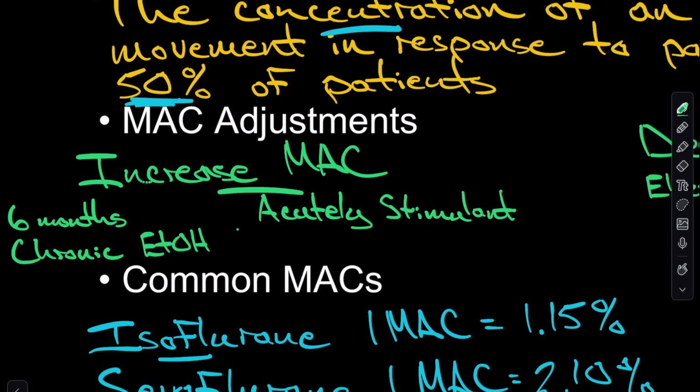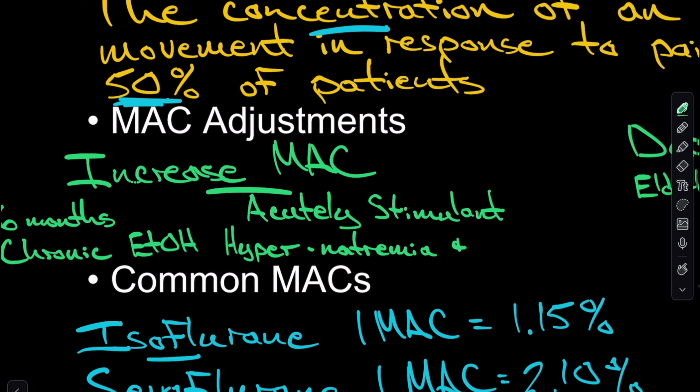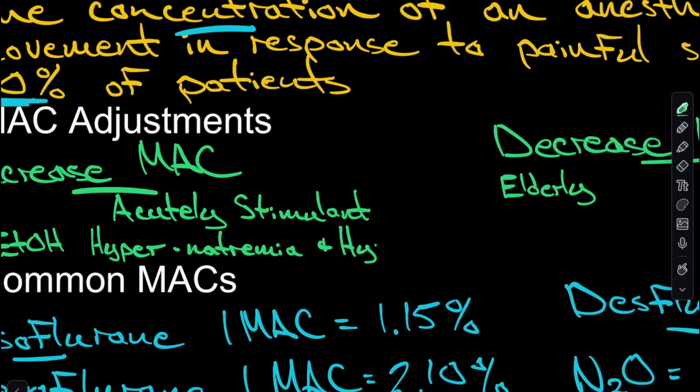And then physiologically, two things that I'll touch on. Hypernatremia and hyperthermia are both going to increase your MAC value. Kind of an interesting one.